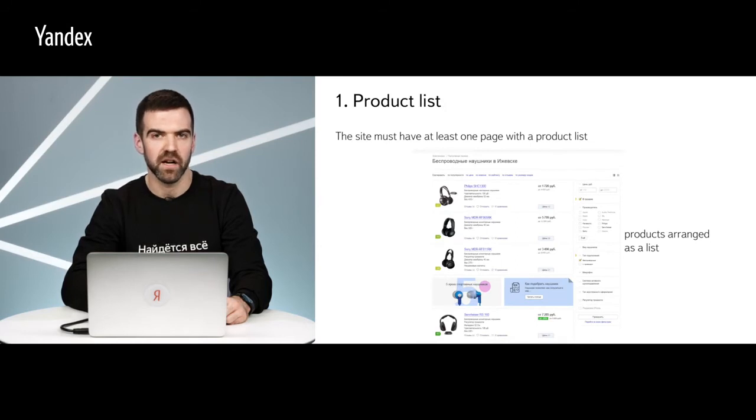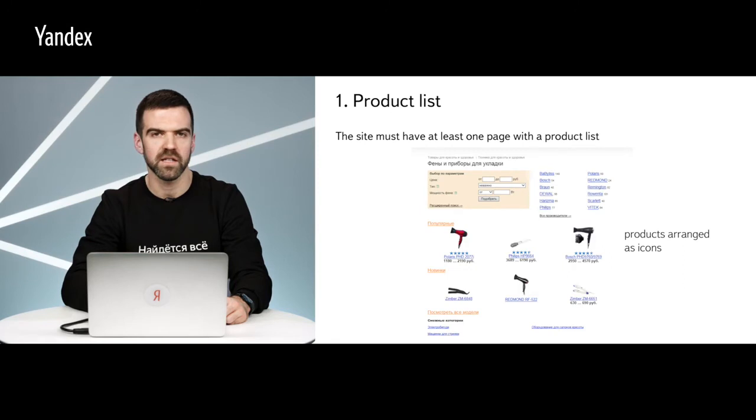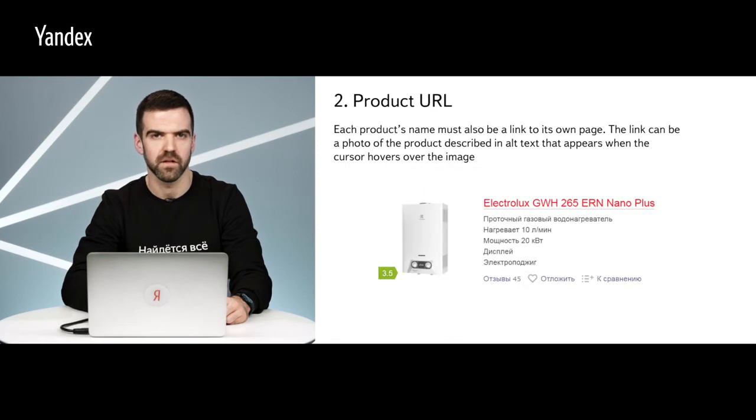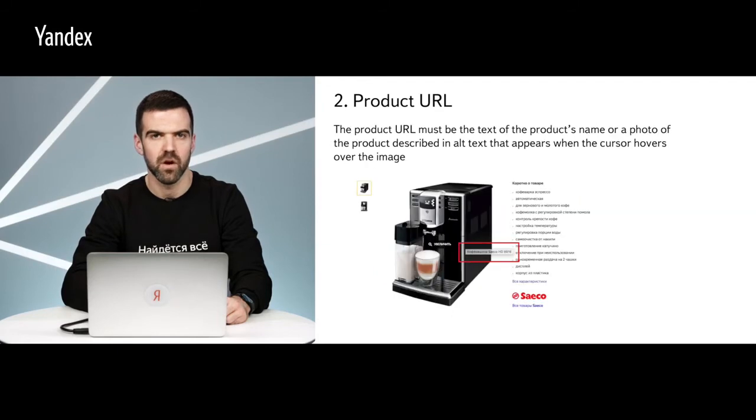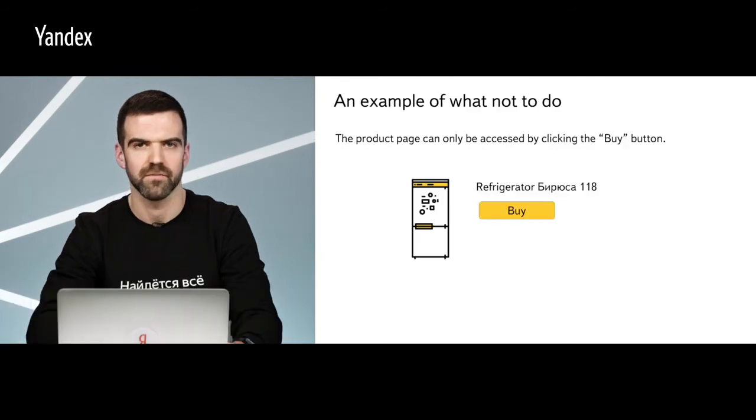Let's use Yandex Market as our example, the #1 marketplace in the Russian internet. Products can be organized into lists or as icons. The name of each product is a link to the product page, or if the link to the product page is a photo of the product described in alt text, that appears when the cursor hovers over the image.